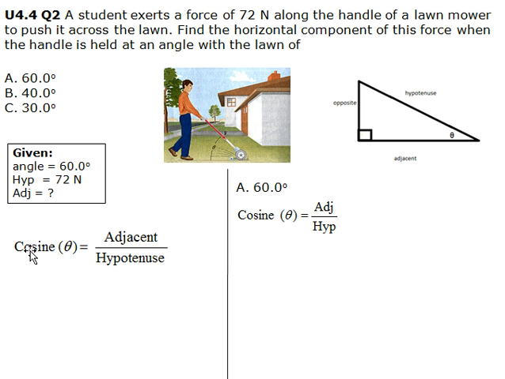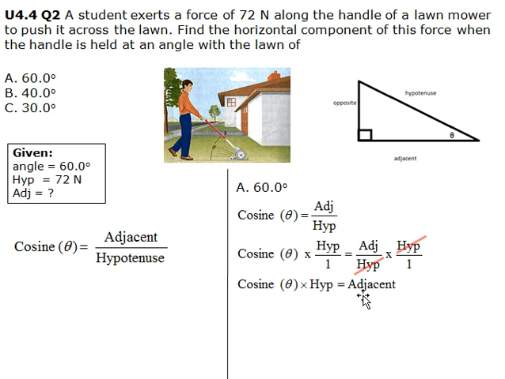So we're going to use this formula. Cosine of theta is equal to adjacent over hypotenuse, and this is a shorthand way of writing it. So we want to get adjacent on one side. What we're going to do is multiply both sides by the hypotenuse, and this cancels out, and it will give us adjacent is equal to the hypotenuse times cosine of theta.